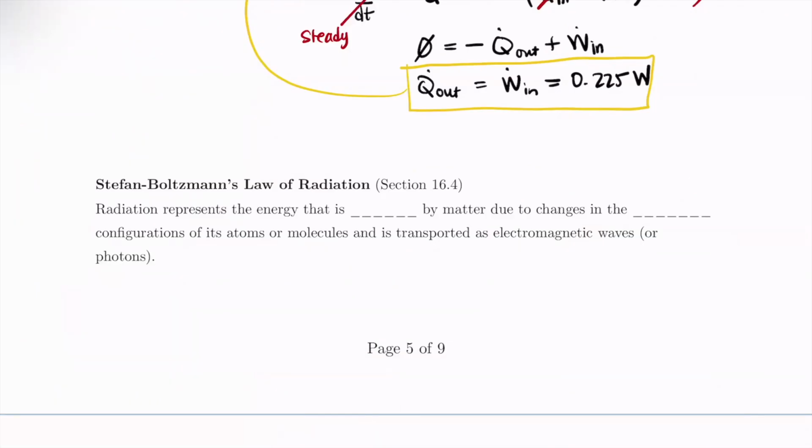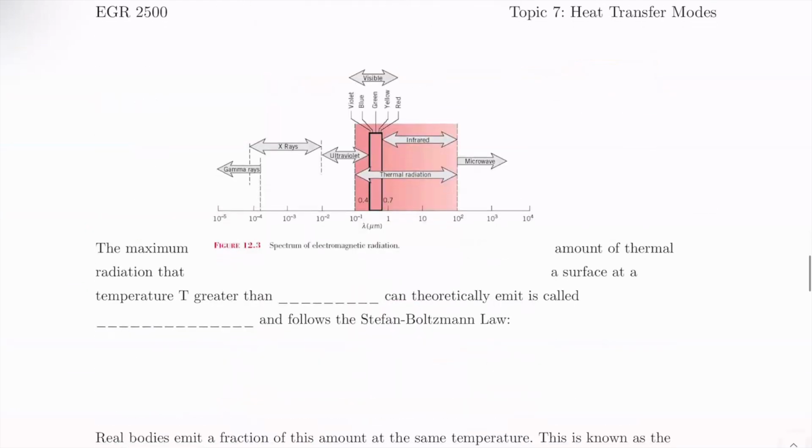Now we're going to go back to radiation, which we briefly talked about last time. And the equation that governs radiation is called the Stefan-Boltzmann law of radiation. So radiation represents the energy that's emitted by matter due to changes in the electron configurations of the atoms or molecules, and then it's transported as electromagnetic waves or photons, which we already talked about.